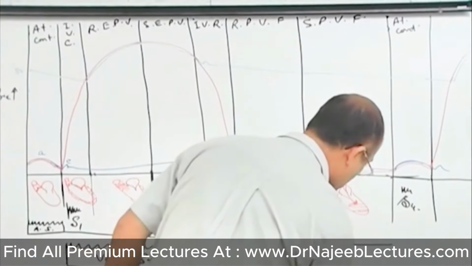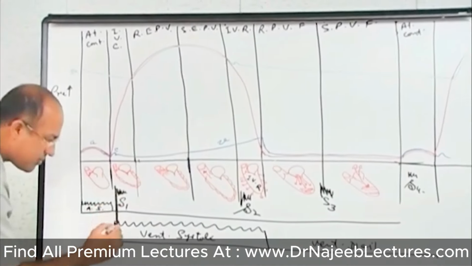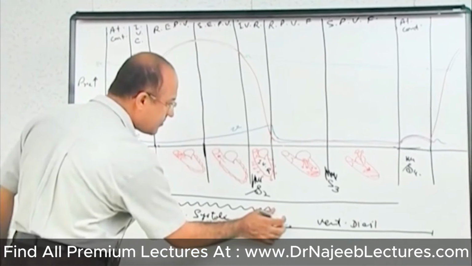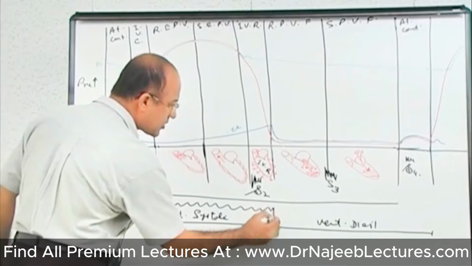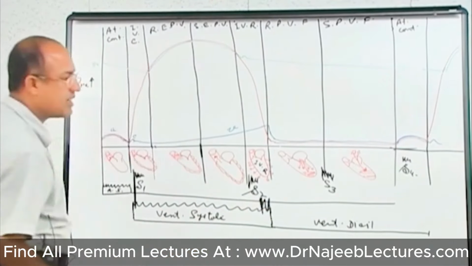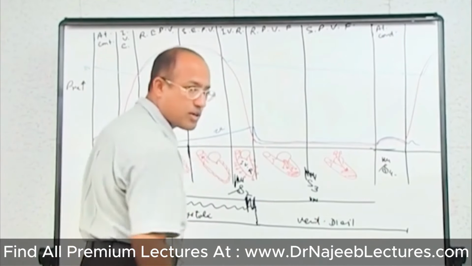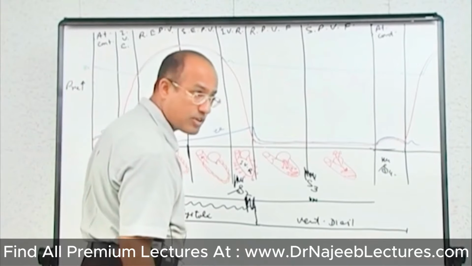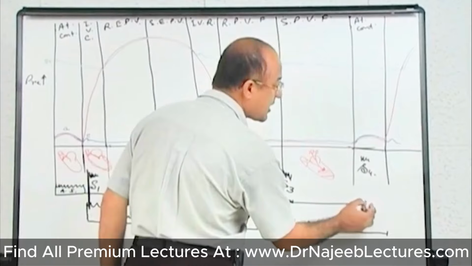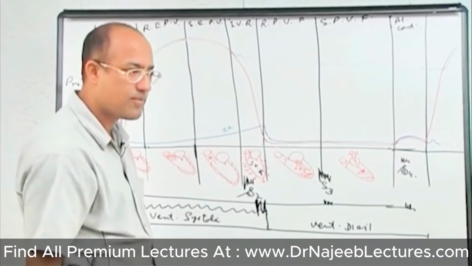The point which you have to remember: S1 is at the beginning of ventricular systole, and S2 is, you can say, at the end of ventricular systole or the beginning of ventricular diastole. S3 is somewhere before the middle of ventricular diastole, and S4, if it is there in some pathological condition, is just before the next ventricular systole.